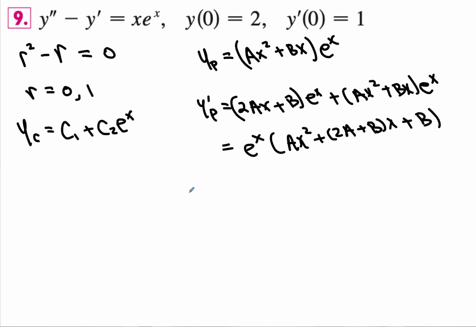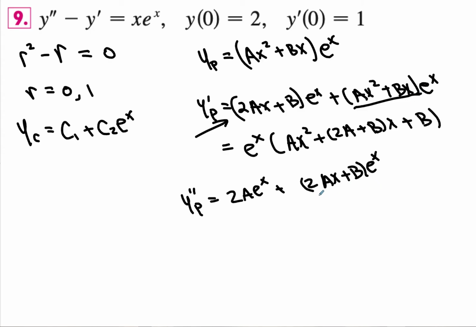Now, how about y double prime? I'm going to take the derivative from here, actually, that'll be easier for us. Take the derivative of this one, we get 2a e to the x plus 2ax plus b times e to the x. And when you take the derivative of the first component of the second term, that's equal to this one anyway. So we have two of these going on. And then plus ax squared plus bx times e to the x.